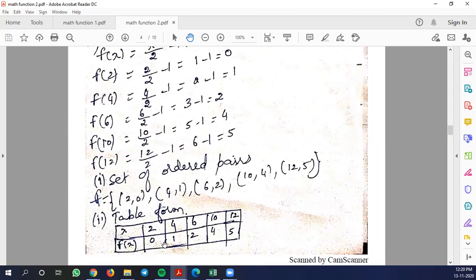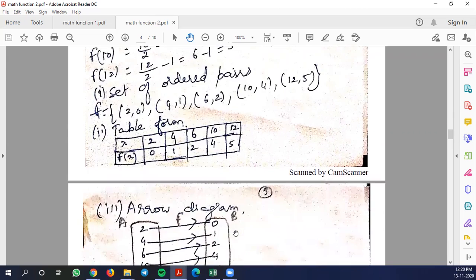Now table form. You have to write this one in the table form. x, f of x. So if it is 2, it is 0. If it is 4, it is 1. If it is 6, it is 2. If it is 10, it's 4. And if it is 12, it is 5. Very easy.